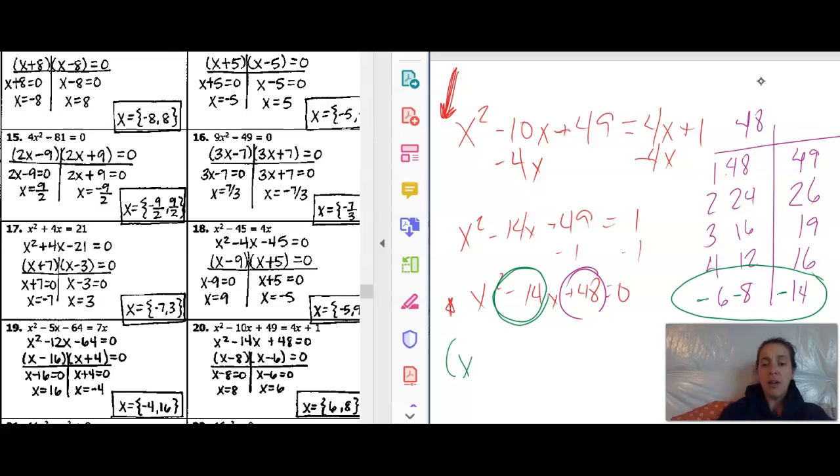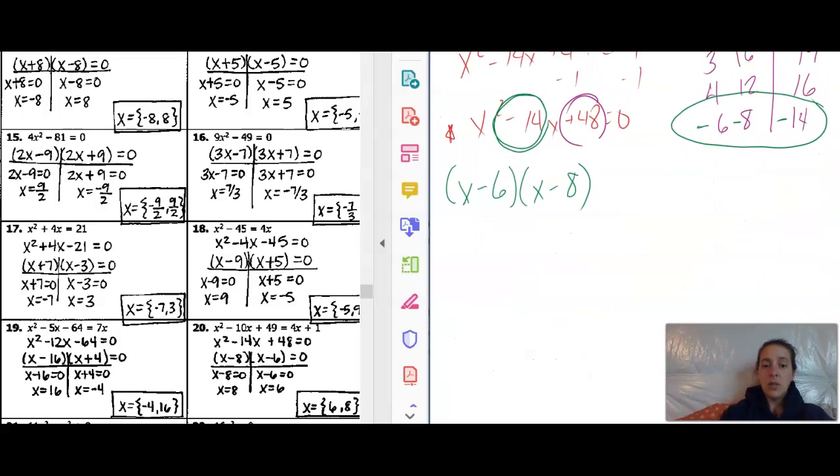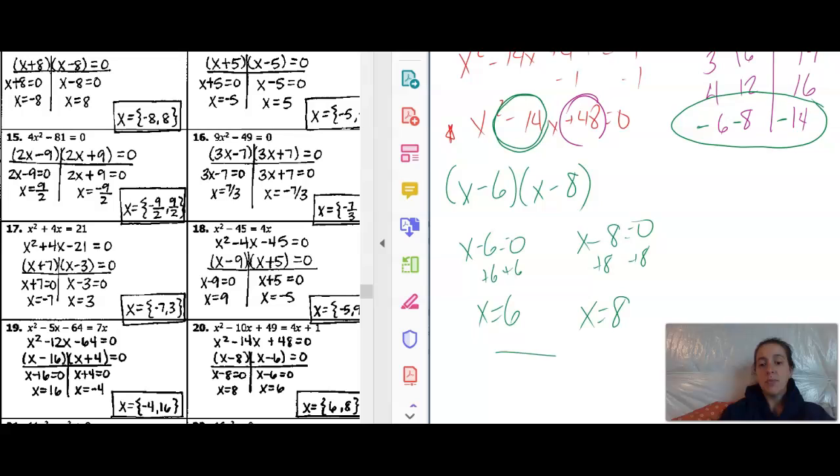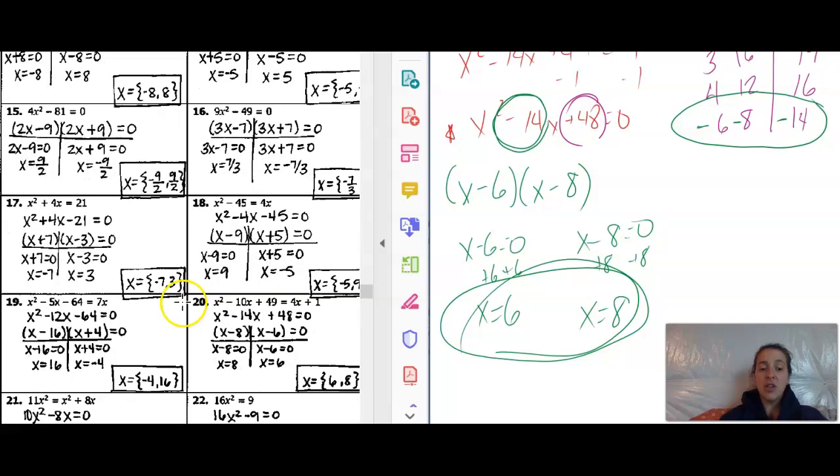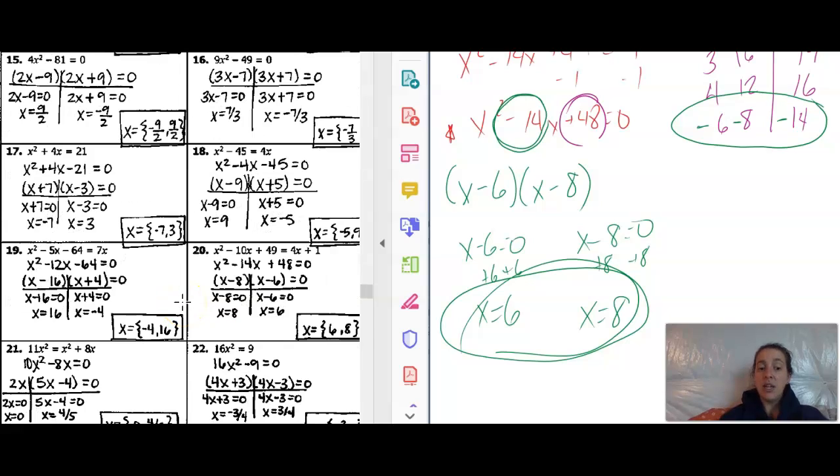So now I can rewrite it. I've got x minus 6 and x minus 8. Now I set each piece equal to 0. So x minus 6 equals 0 and x minus 8 equals 0. So x equals 6 and x equals 8. Those are my 2 solutions. So it is still very doable to factor it, even if it's not written in standard form to start with.